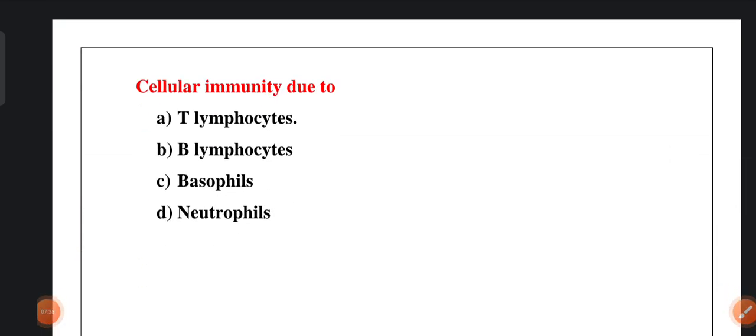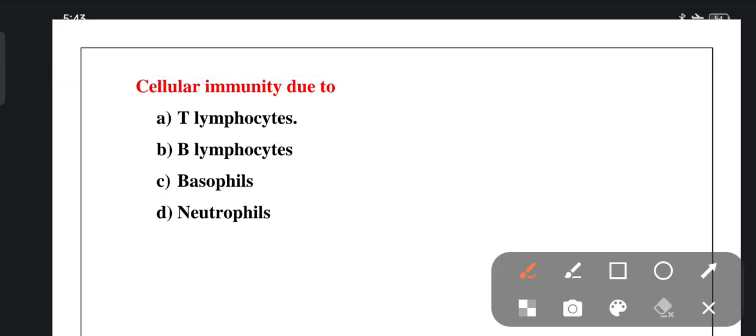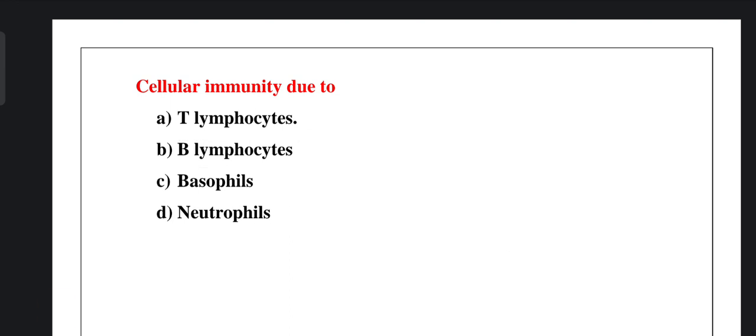And the next one is, the cellular immunity is due to. When an infection occurs in the body, when a pathogen enters the body, cellular immunity will happen. So how can it occur in the body? Is it due to the lymphocytes, T lymphocytes, or B lymphocytes, basophils, or neutrophils?